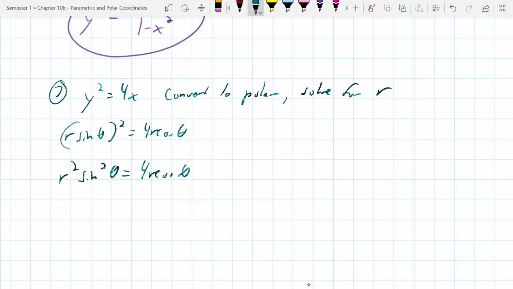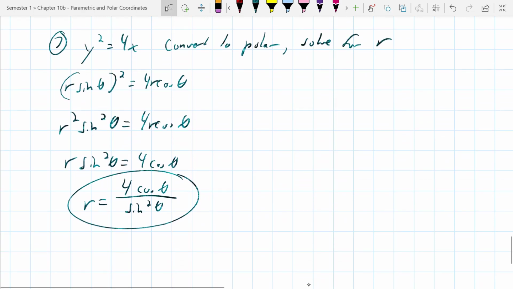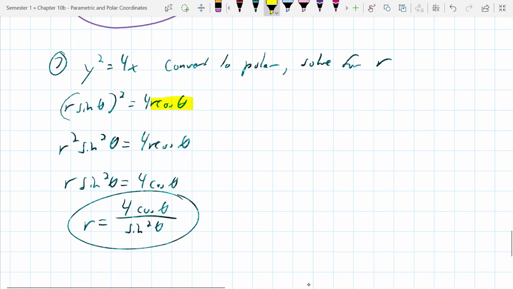When I divide, I want to move the r's to one side, so I'm going to divide both sides by r and get r sine squared theta is equal to 4 cosine theta, and then divide both sides by sine squared theta, and you get r equals 4 cosine theta over sine squared theta. So there we've got r by itself. And just be careful because right here I messed up and didn't put the r in right away.